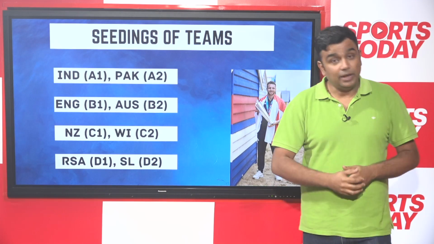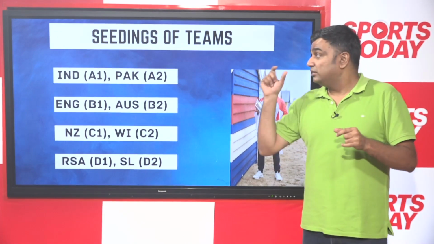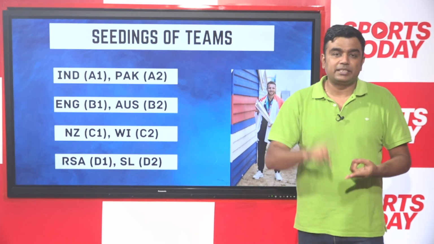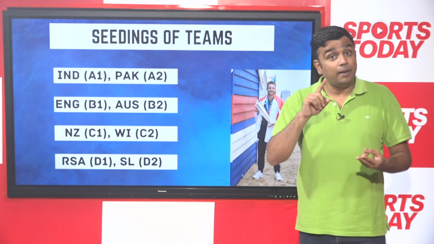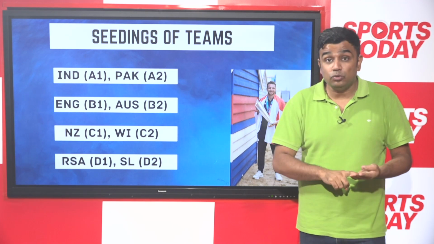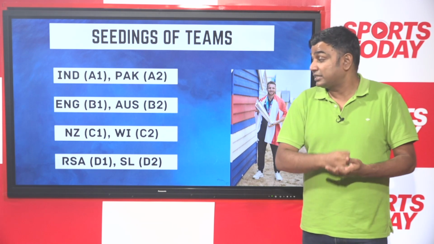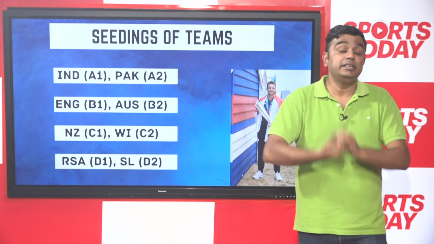But what is the format of the T20 World Cup 2024 this time around? Now, you have to understand these particular seedings. India A1, Pakistan A2. England are B1, Australia are B2. New Zealand are C1, West Indies are C2. South Africa are D1, Sri Lanka are D2.